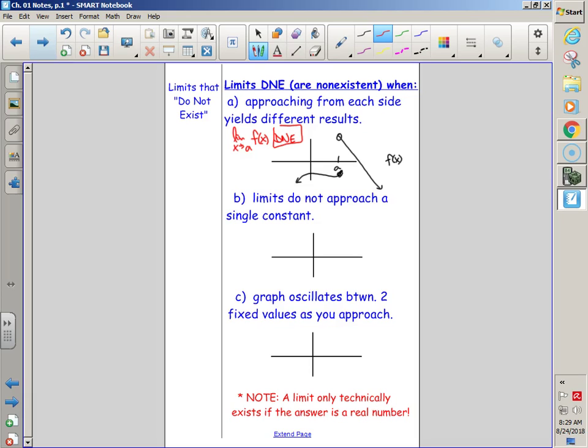Does anybody remember how I illustrated this last year when we were talking about the two guys going to the diner? How did I illustrate a piecewise function and how you can think of it?